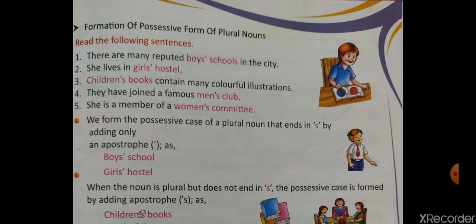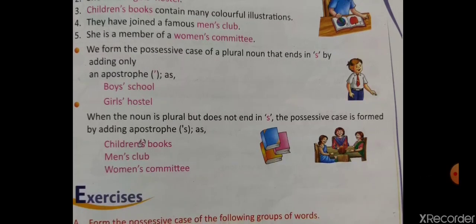Childrens is not the correct spelling of children, the plural form of child. So here we are using already a plural word but without an s. So we have to treat it as singular and put apostrophe and then s. Here, we form the possessive case of a plural noun that ends with s by adding only an apostrophe. Similarly, when the noun is plural but does not end with s, the possessive case is formed by adding apostrophe s, as children's, men's, and women's.